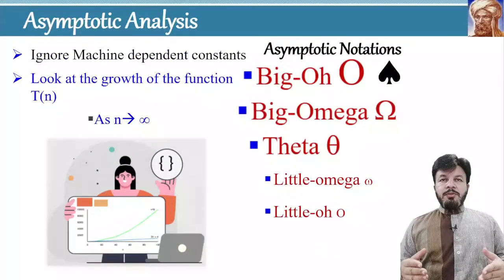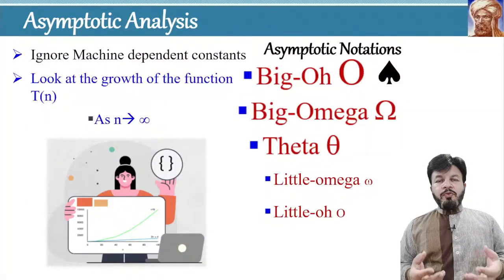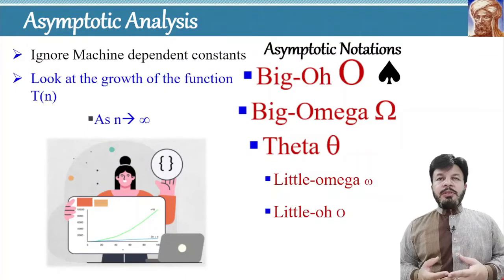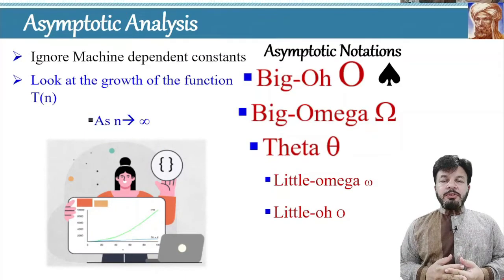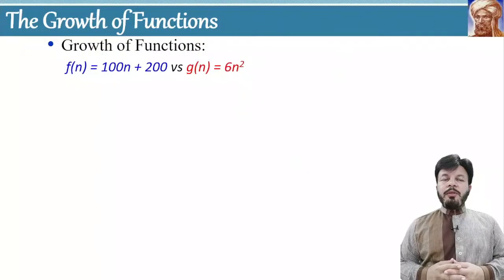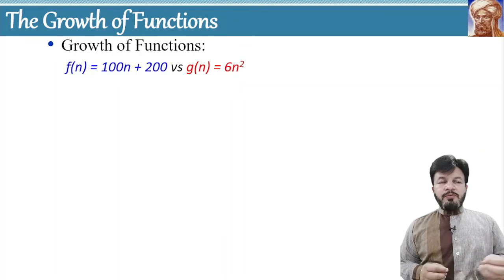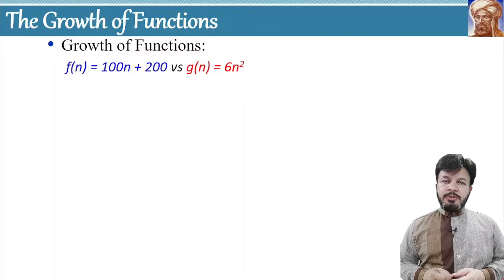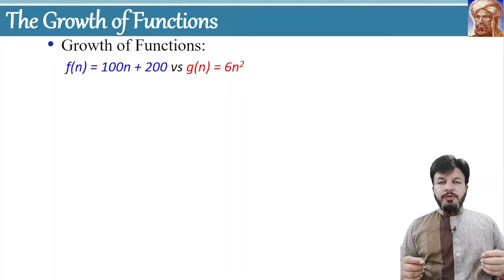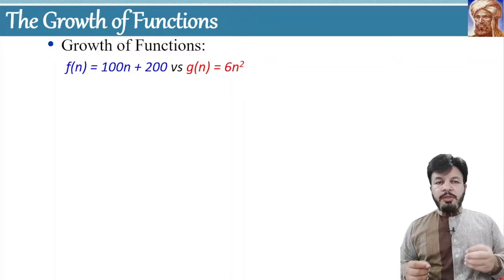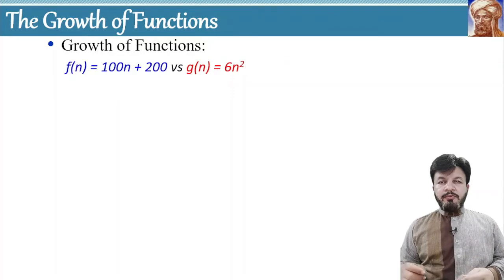I think it is more appropriate to first look at the growth of the function, that is, what is meant by the growth of functions. Let's take our first example. In this example, we have two functions. The first function is f(n) and the second function is g(n). The first function, f(n), is equal to 100n plus 200, and the second function, g(n), is equal to 6n squared.